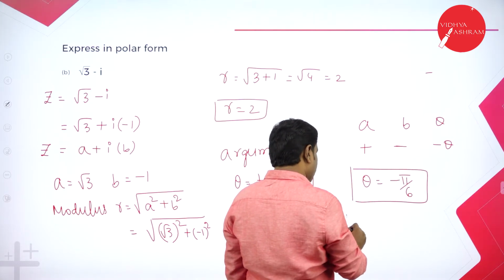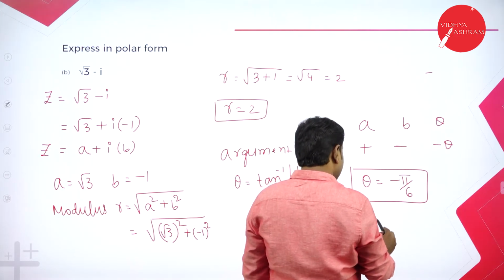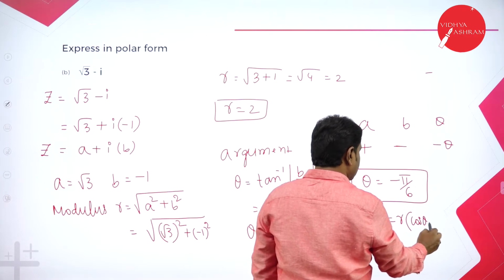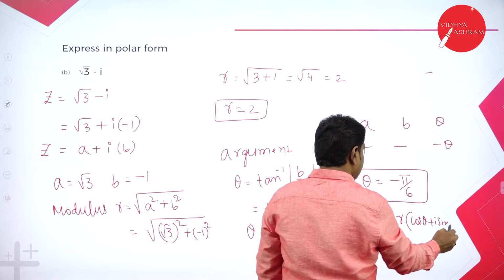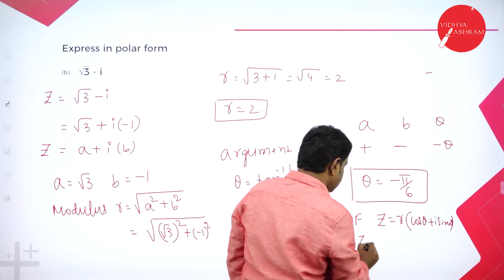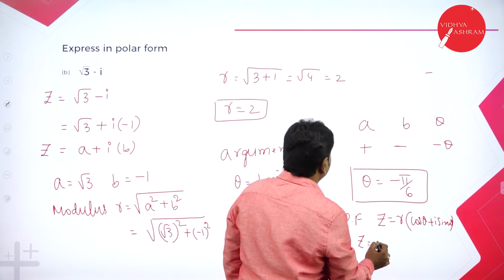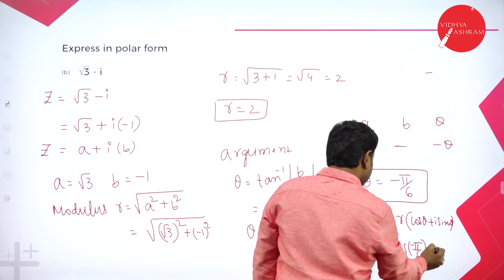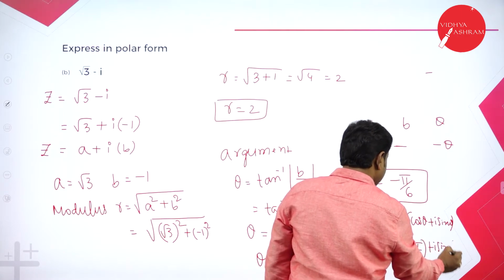Now you write the polar form. What is the polar form? Z is equal to r cos theta plus i sin theta. That is Z is equal to r, how much? 2 again. Cos of minus pi by 6 plus i sin of minus pi by 6.